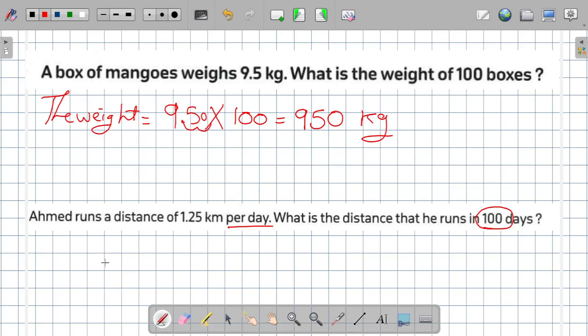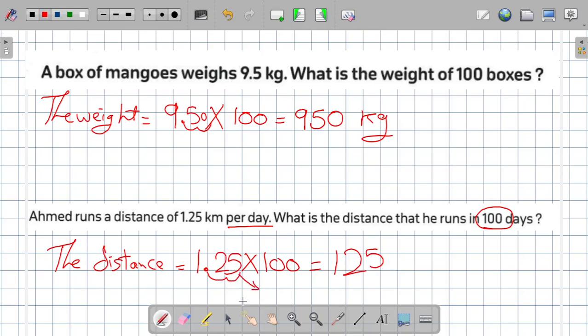100 days means we will repeat 1.25 100 times. So the total distance will be like that. I will multiply 1.25 by 100. Okay, so we will move the decimal point 2 places to the right. Okay, so the result will be 125 and the decimal point will fall down. Okay, so the total distance will be 125 kilometers.